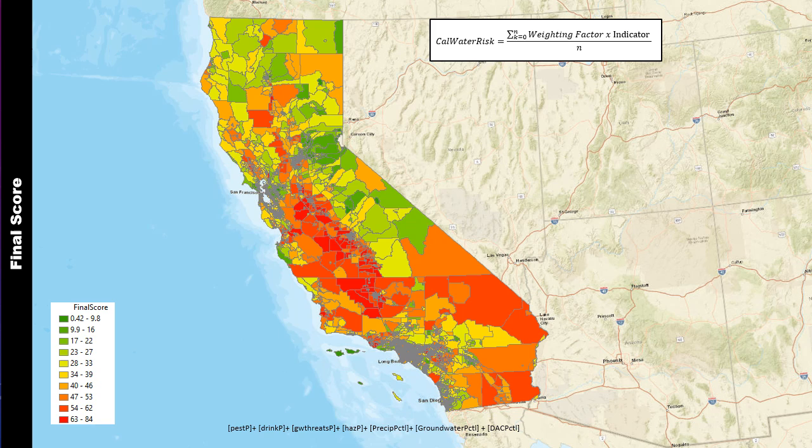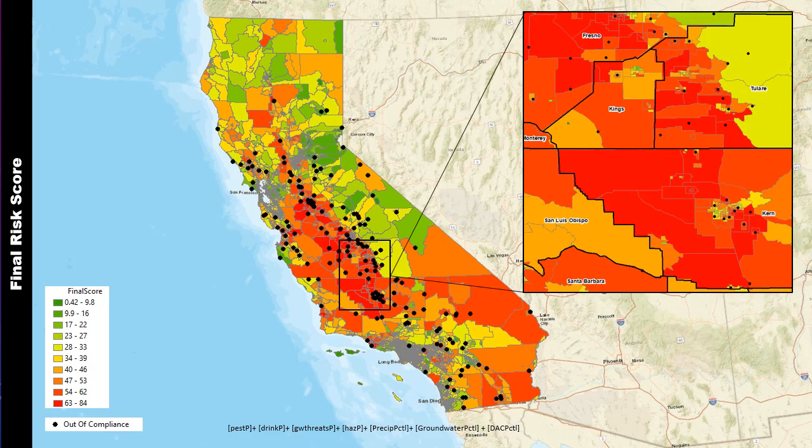This slide shows the final risk score, which is the third component in our model. We are applying equal weights to all indicators. The final score is calculated by summing all the indicators' scores and dividing the result by the number of indicators. The higher risk regions are shown in a red color. We identify Kern County as having one of the highest risk scores.